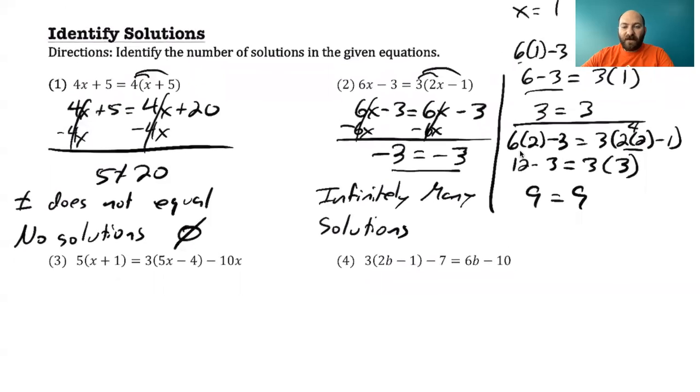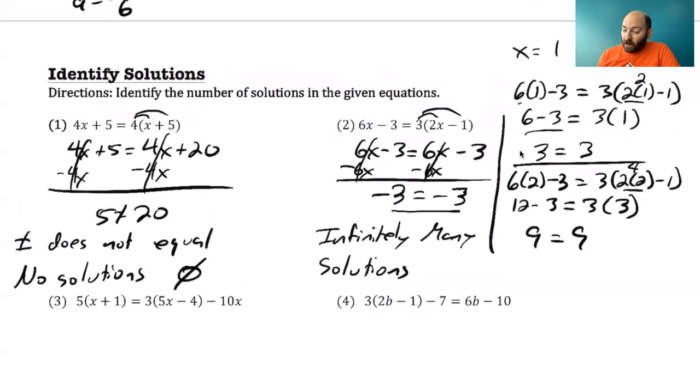Infinitely many solutions. Okay. No matter what I plug in for x, I could pick any number I want, any decimal, any negative number, anything that can go in there, it will work out to a true statement in the end. So there's infinitely many solutions.